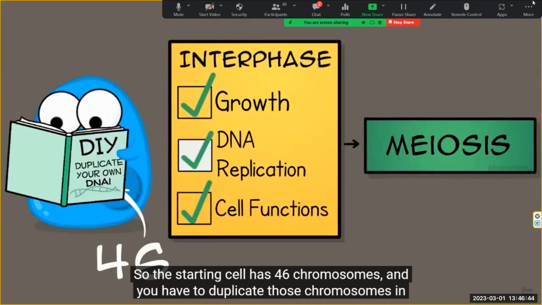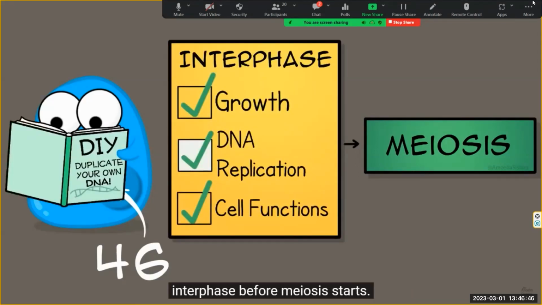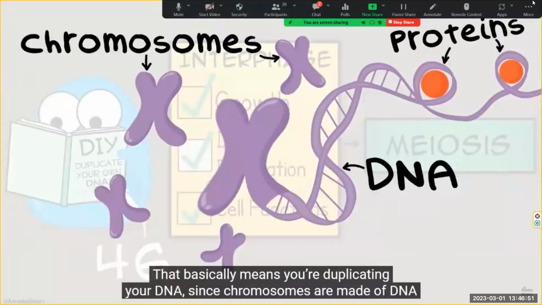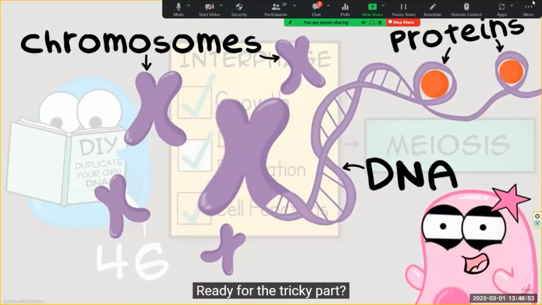And you have to duplicate those chromosomes in interphase before meiosis starts. That basically means you are duplicating your DNA, since chromosomes are made of DNA and protein. Ready for the tricky part?